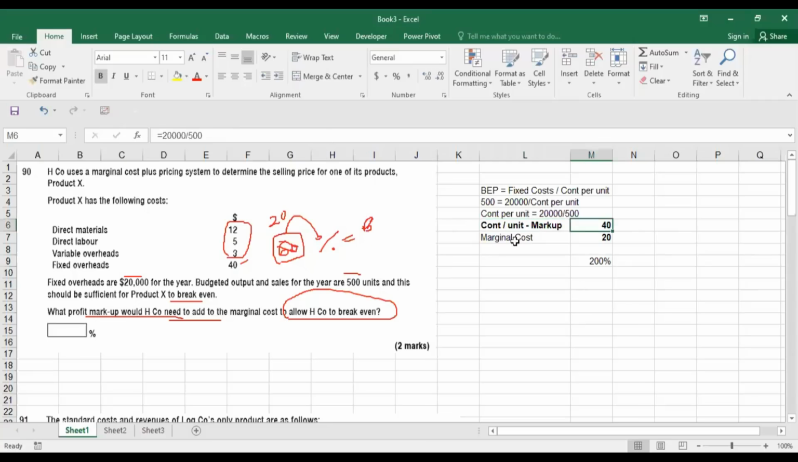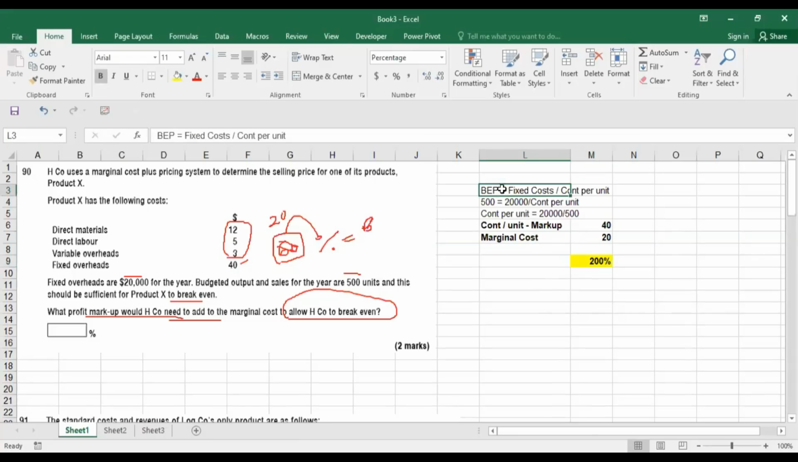Markup is 40, marginal cost is 20. So markup is 2 times your cost. So it means that it should be 200%. Your answer is 200%. They asked how much markup you should add. So how did we calculate? We used the same break-even point formula, and we calculated how much the contribution per unit should be.